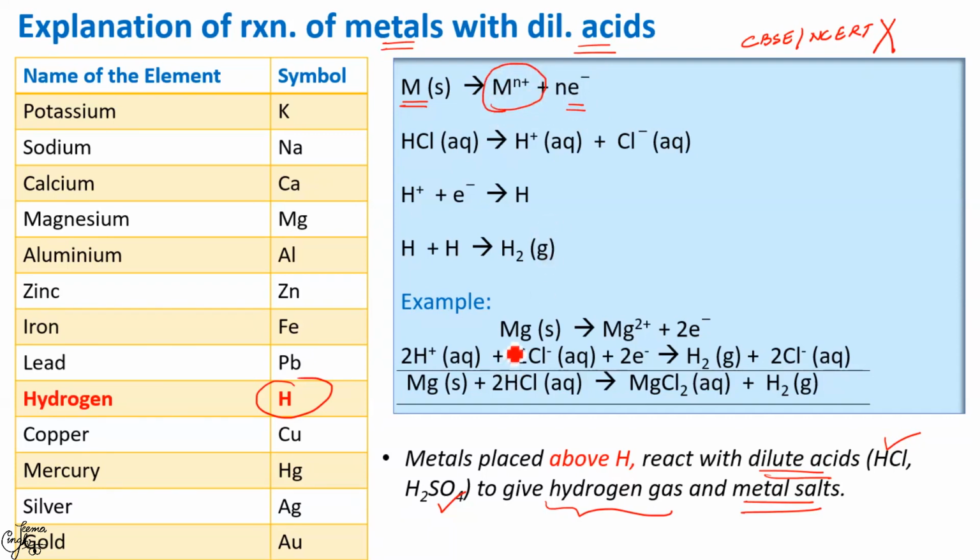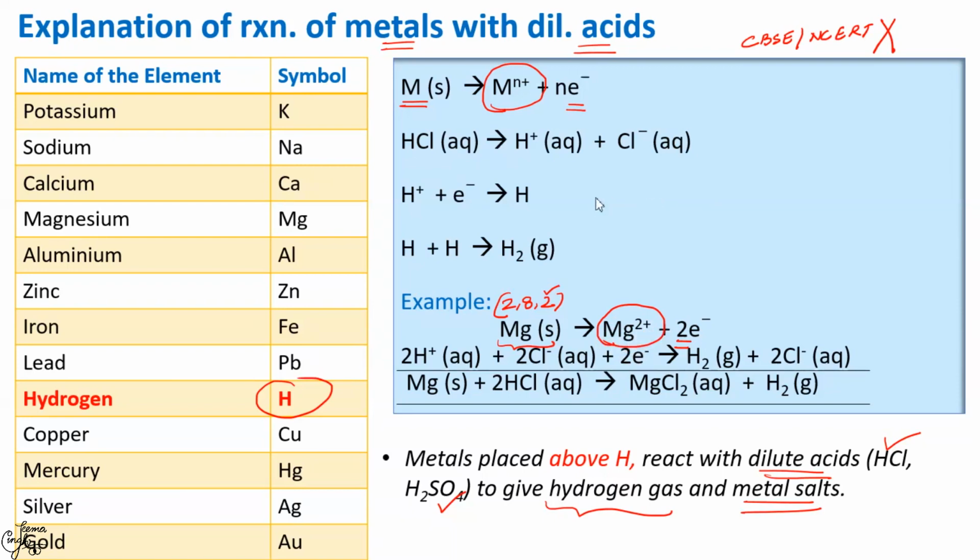For example, magnesium. Magnesium's electronic configuration is 2, 8, 2. In order to obtain the octet or the noble gas configuration, this magnesium has a tendency to lose these two electrons, you can see here. And when it loses two electrons, it converts into magnesium 2 plus ion, or magnesium cation.